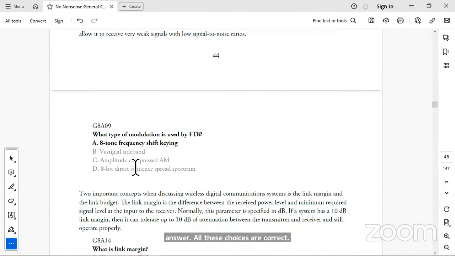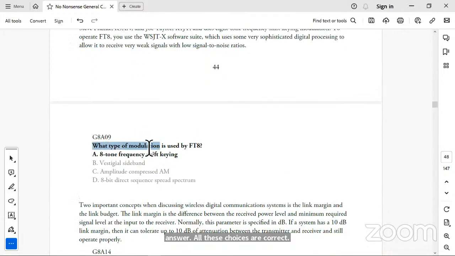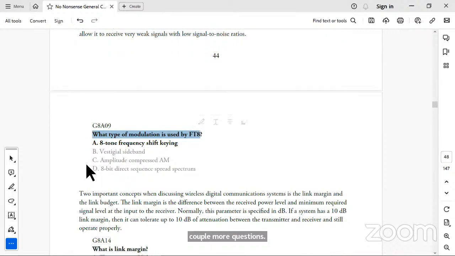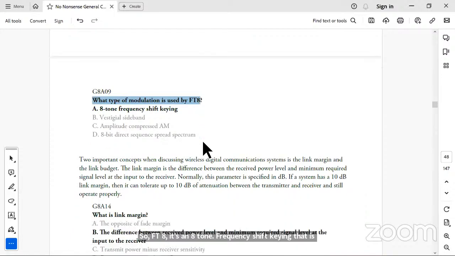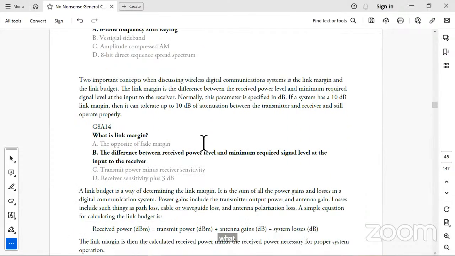All right, a couple more questions. We'll bring it to a close. So folks, what type of modulation is used by FT8? So FT8, it's an 8-tone frequency shift keying. That is what FT8 mode is. Right, so last two questions, folks.